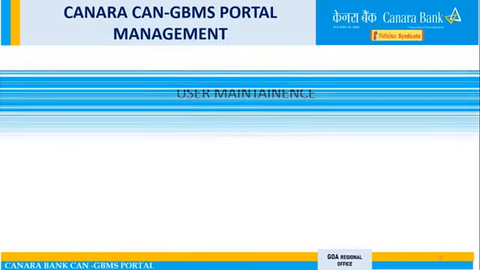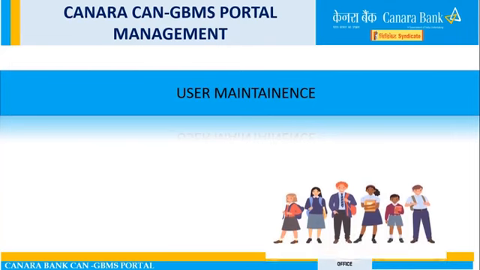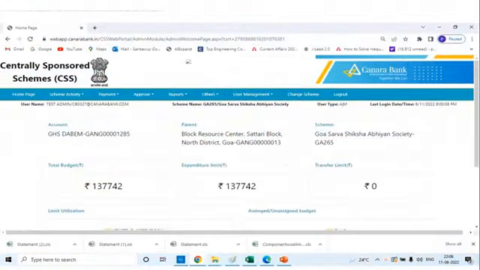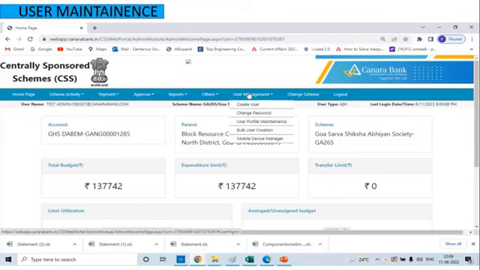So lastly, we will see the steps for user maintenance for your school account. Here you can add, delete or update the users of your account. Let's see the steps and options. Greetings to all. In this video, we will see the user management process. User means the persons who are handling this PFMS CSS portal for your school account. The option will be user management and user profile maintenance.